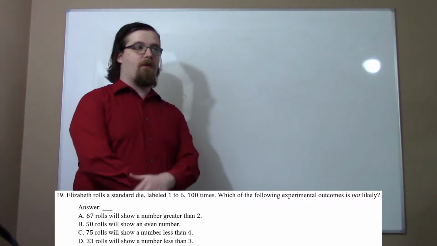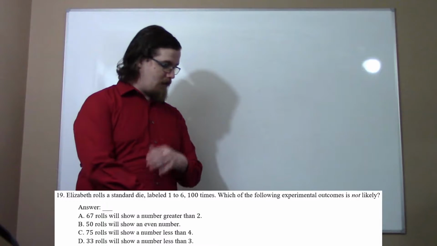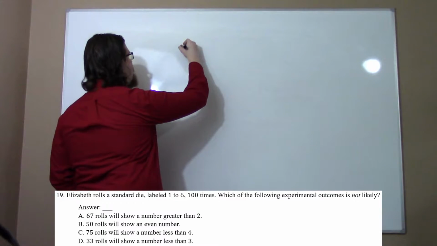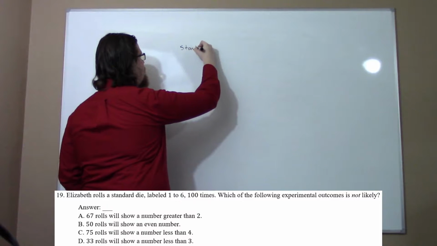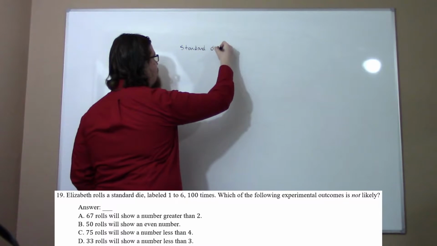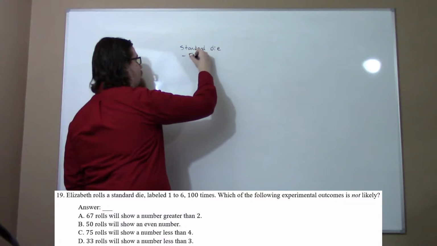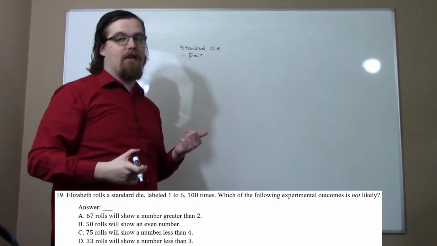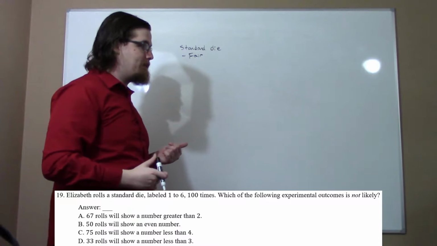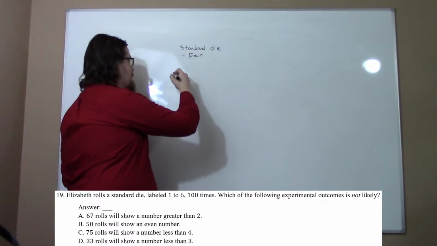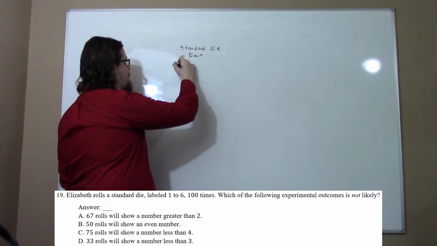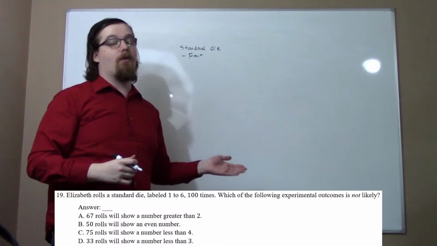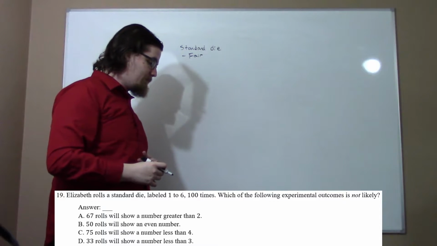Alright, for this problem, there's a couple things we need to break down. First off, we are dealing with what is known as a standard die. Standard die is important because it indicates that this is a fair dice and that each side has an equal chance of showing up. So on a 6-sided die, the probability of getting a 1 or a 2 or a 3 or a 4 or a 5 or a 6 should all be the same.